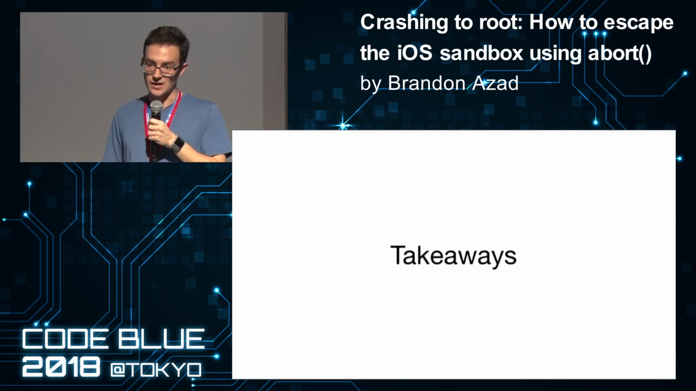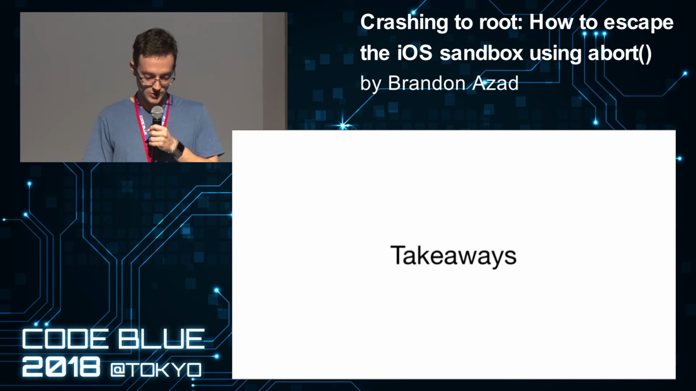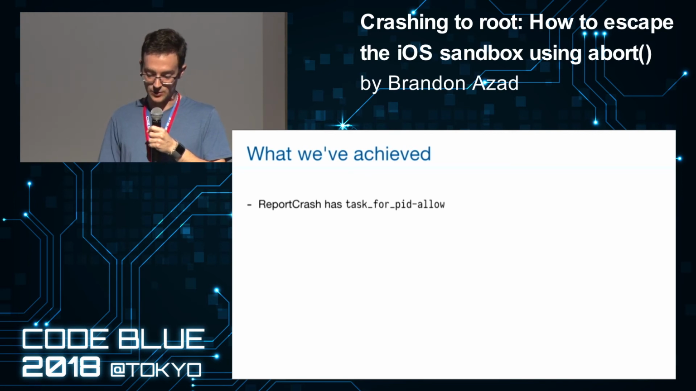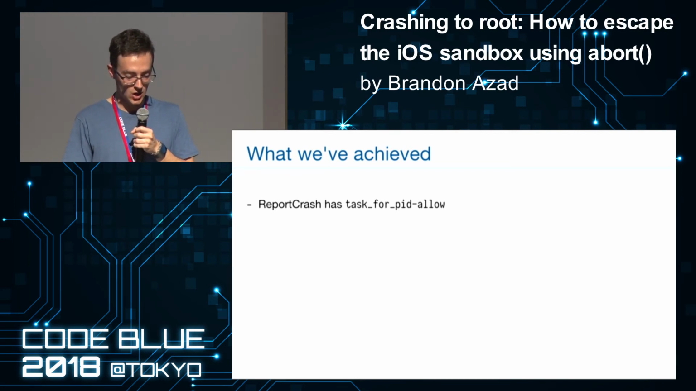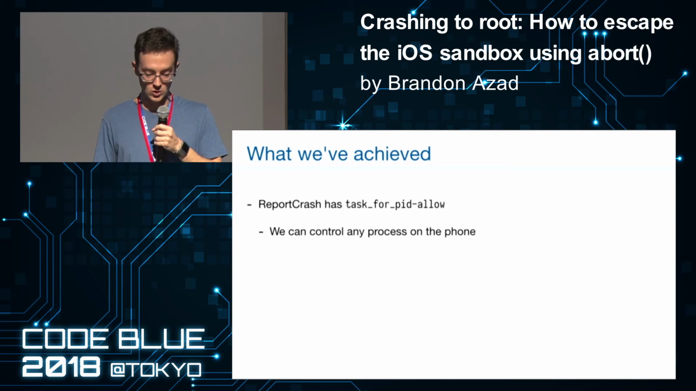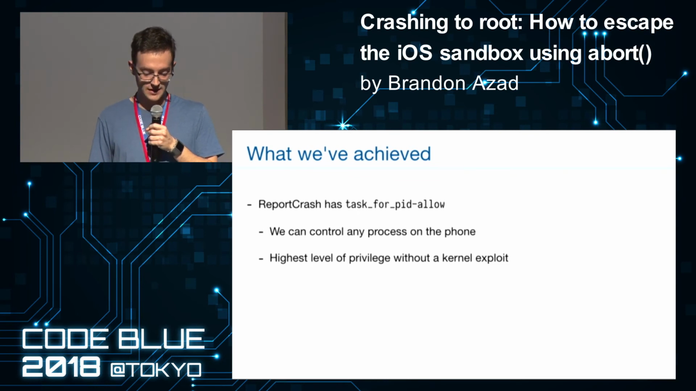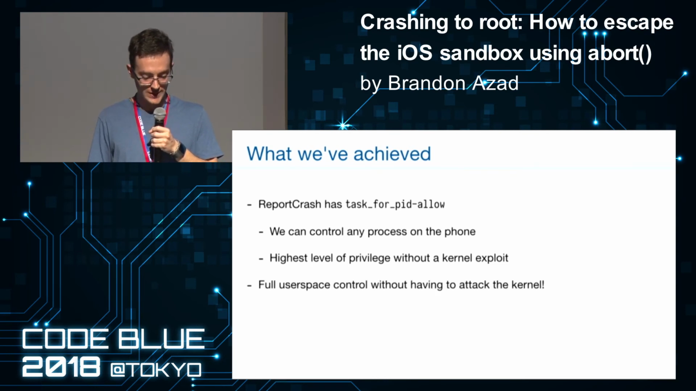All right, so what are the takeaways from this presentation and this research project? First, I want to go over what we've actually achieved. ReportCrash has the task_for_pid-allow entitlement, and as we've seen, we can use this entitlement to take control over any process on the phone. And this is basically the highest level of privilege that we can achieve without having a kernel exploit. Also, it's interesting to note that we have full user space control without having to attack the kernel at all.